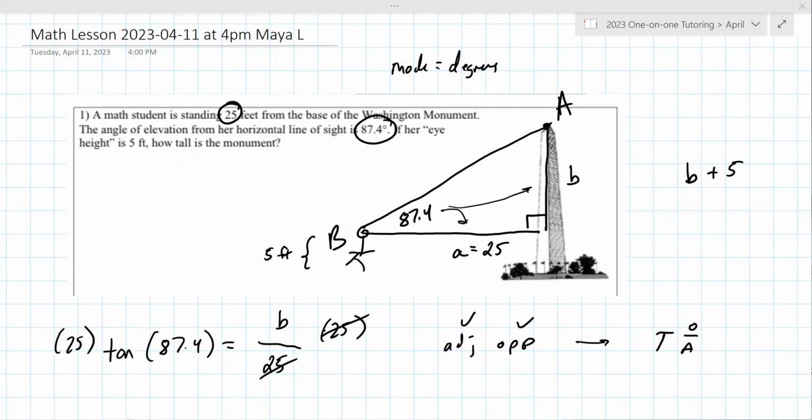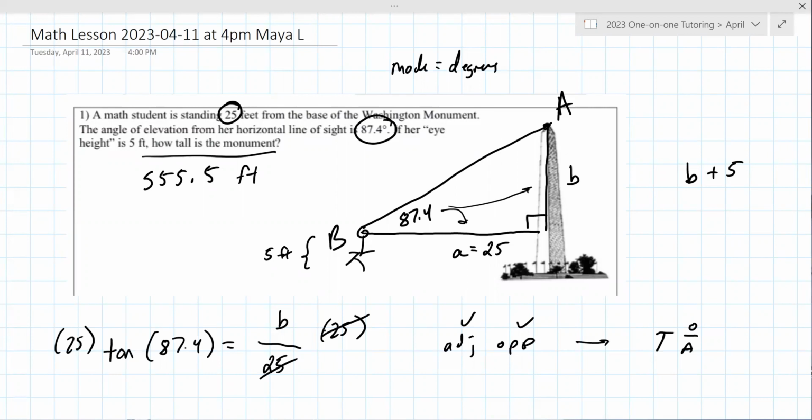It says 550.5. Then you're going to add the 5 to it, so 555.5. So I get 555.5 feet. And I don't even know if that's true. It's pretty tall, but it's not as tall as a building. Tall building. So that seems okay.